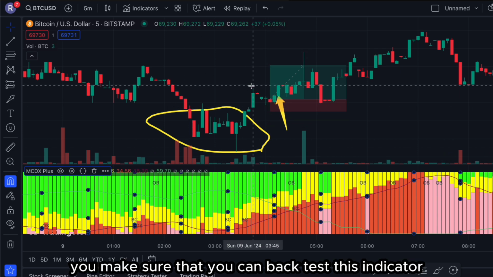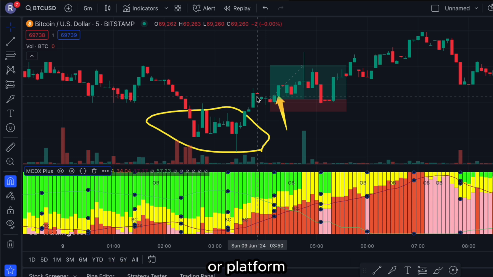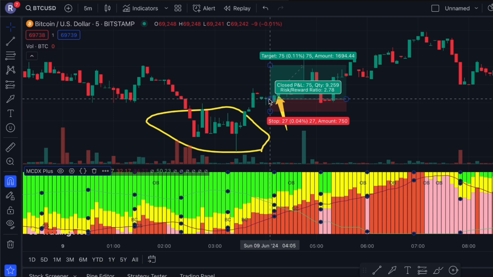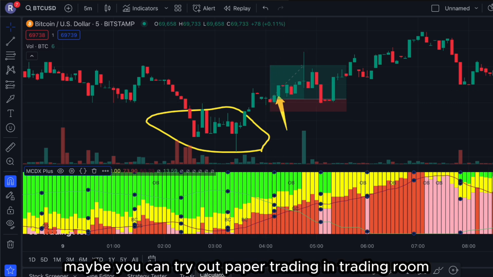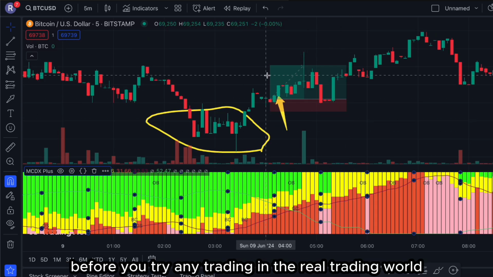Make sure that you backtest this indicator before you try to use it in any trading strategy or platform, so that you can be familiar with your testing. And this video serves educational purposes only. You can try out this. Maybe you can try out paper trading in TradingView before you try any trading in the real trading world.